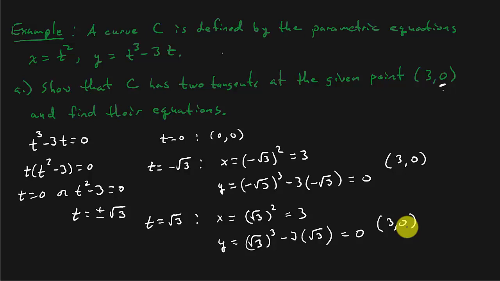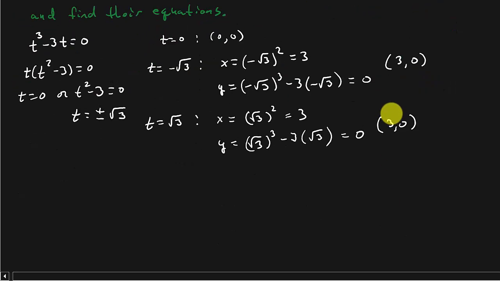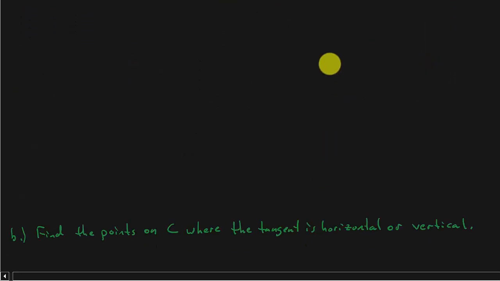So what that shows us is that this point comes from two different values of t. This tells us that the graph C crosses itself at (3, 0). When t is negative square root of 3, we're at this point. When t equals square root of 3, we're at this point. So that shows that it crosses itself. All right, so that answers that question.